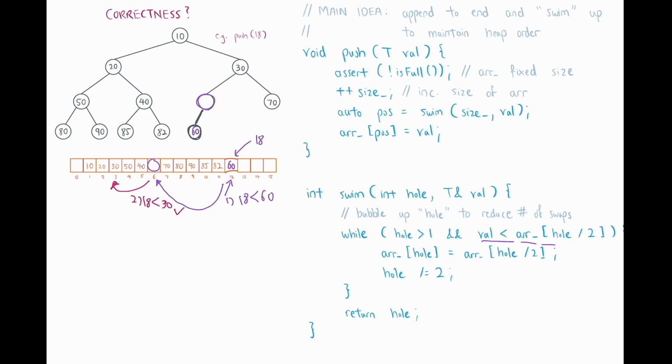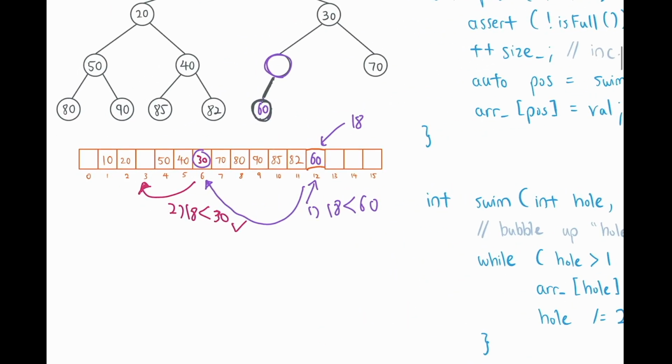So what we need to do is the same thing. We will need to pull 30 down here, and then move the particular hole upwards again. Just draw it in red color.